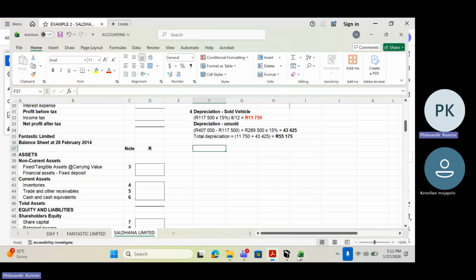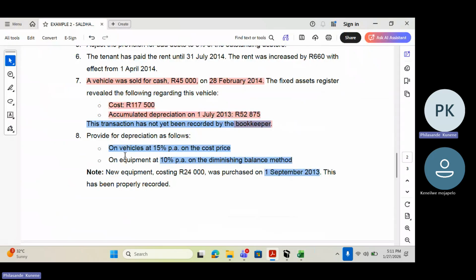So on the equipment side, what is going to happen there? They told us that on equipment, 10% per annum on diminishing balance method, right? And then they said, note, new equipment costing 24,000 was purchased on 1 September 2013. This has been properly recorded. Let's do the calculation for this one.